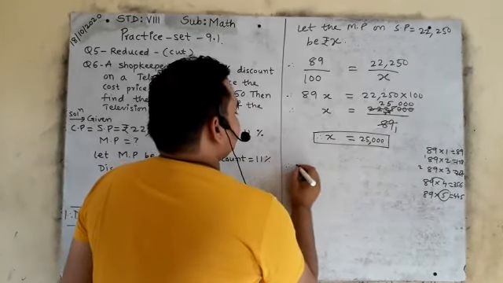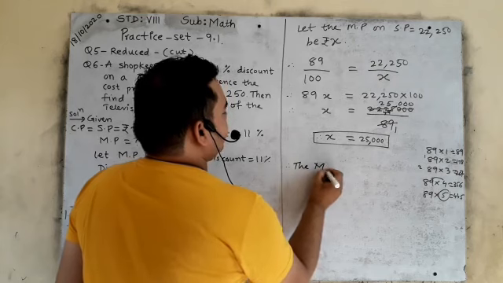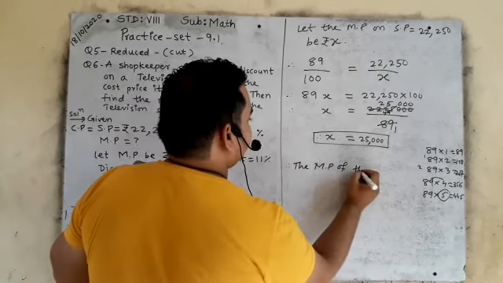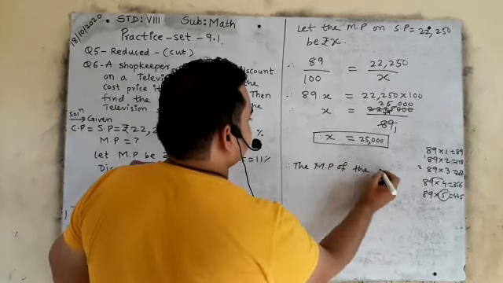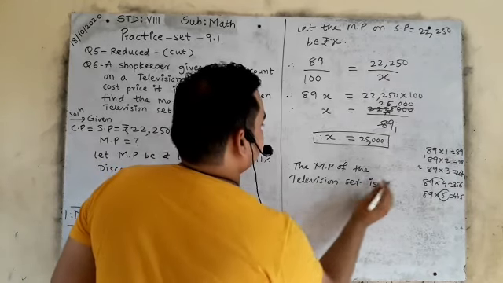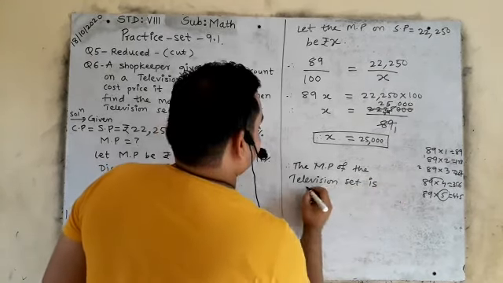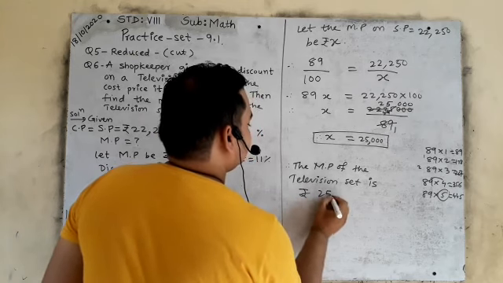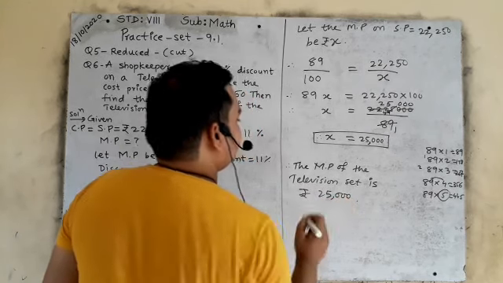So therefore, the mark price of the television set is rupees 25,000. The mark price of the television set is rupees 25,000. So this is how we have to solve the question number 6.